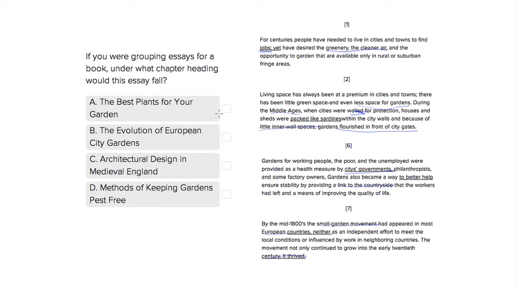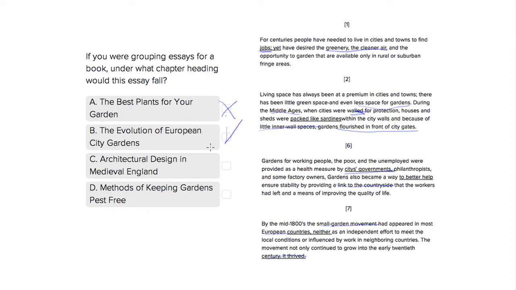Choice 1, the best plants for your garden. This is not relevant. We're talking about gardens, but we're not talking about gardening. So that's not good. Choice 2, the evolution of European city gardens. That's exactly what we just talked about in the summary. So that's going to be right because that's what the essay indeed talks about.